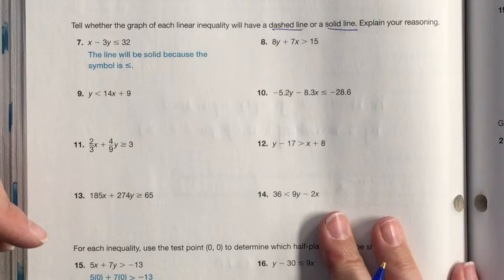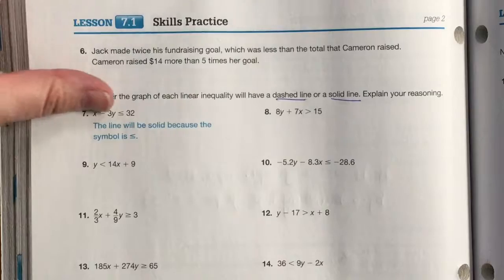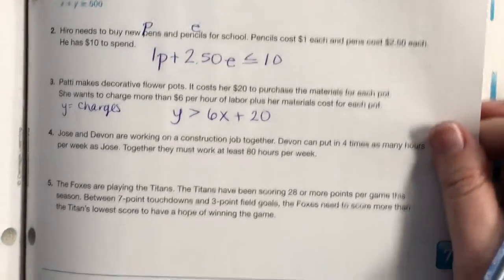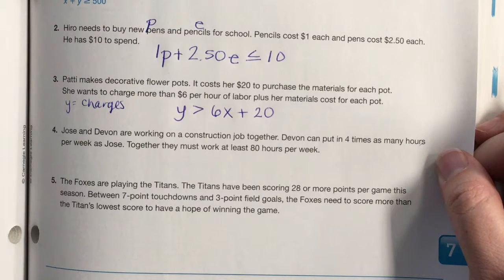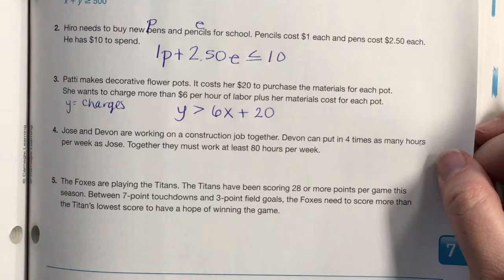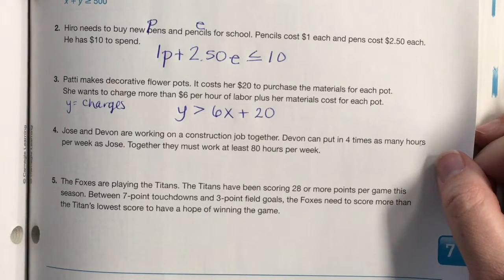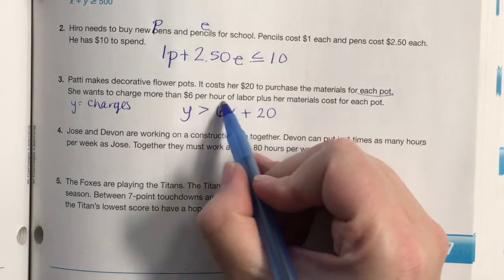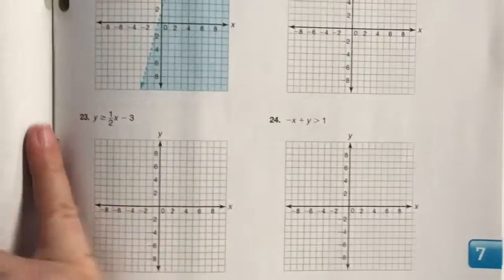On the last one, Number 6, with the $20 for materials for each pot, would that be 20, or cost for each pot? For each pot, $6 per hour. Maybe it could be 20p or something like that. Yep, because we have number of pots and number of hours. So we could do P for pot.